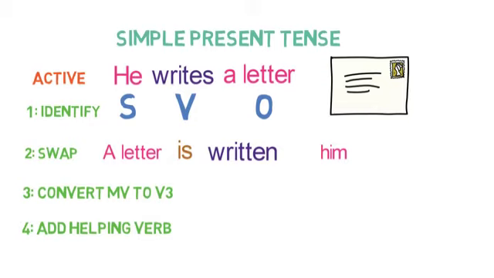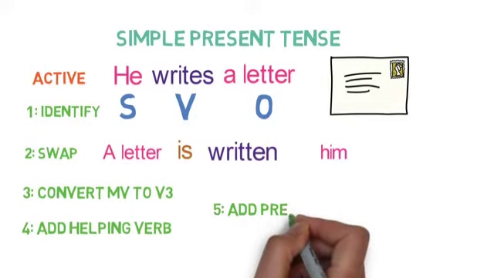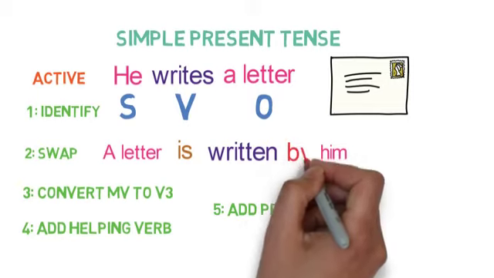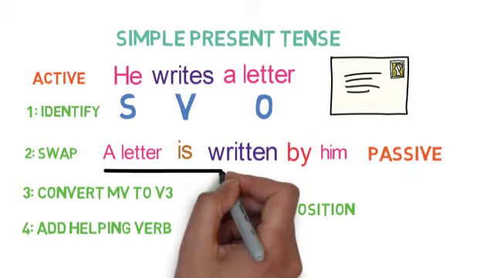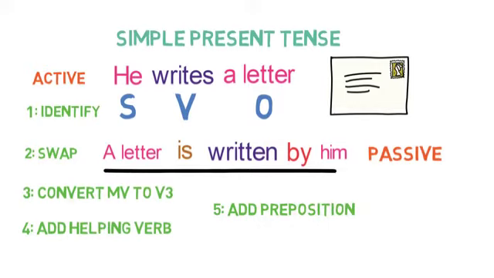If you read the sentence, it is a letter written him. Do you think that the sentence is complete? No, it's not. That's where step 5 will come. In step 5, we need to add by before him. Now, the whole sentence is completed. A letter is written by him. I hope you are clear with all the steps.